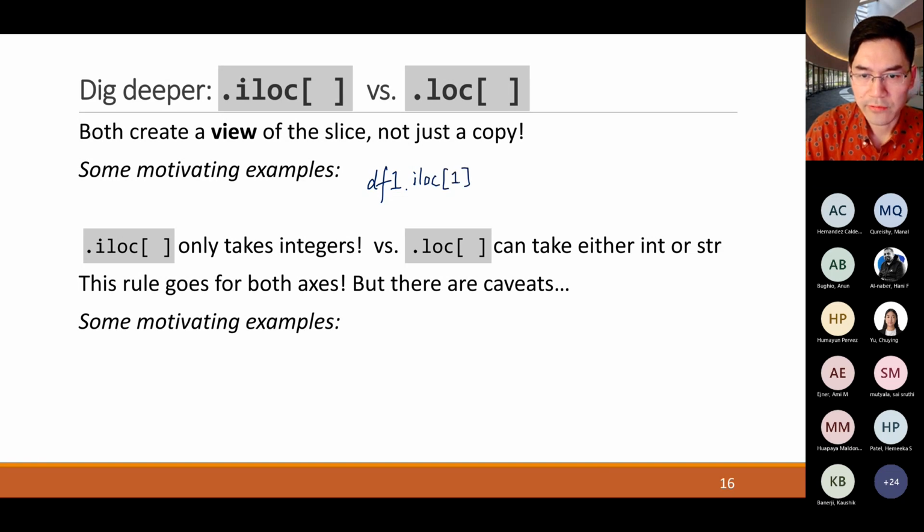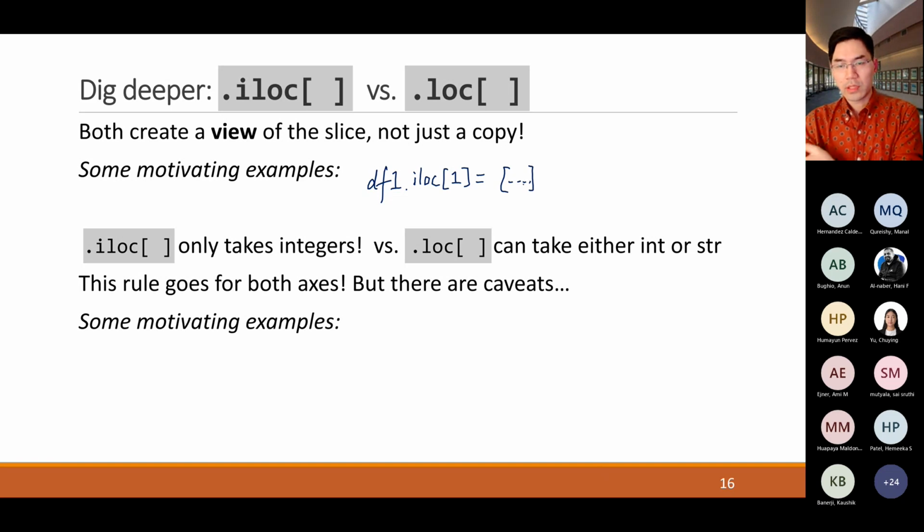Loc, let's say the first row. If I slice it but put it on the left side of the equal sign, then this is getting assigned something else. And then if I assign a list or an array with the 5 elements, it will replace the entire row being sliced. It's going to replace the values of the original data frame. So be careful with that.